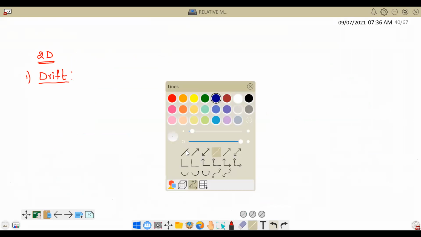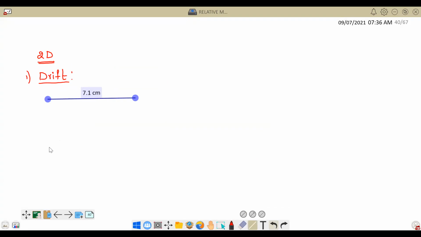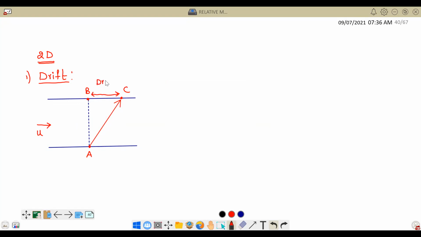Make sure you understand this, it is very important. This drift is nothing but, now the river is flowing to which side? Right side, which we call U. Now suppose you have started at point A and you want to reach exactly the opposite point, called B. But now you won't reach B. You will reach somewhere around C. So this distance is called what? Drift. This distance is called drift.